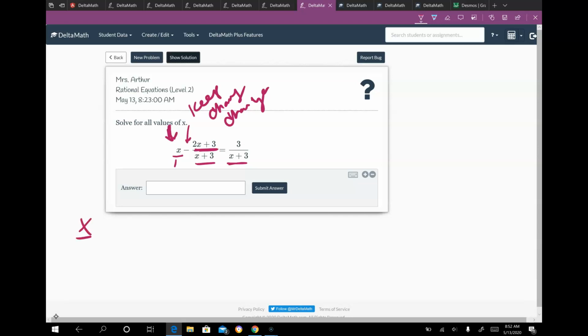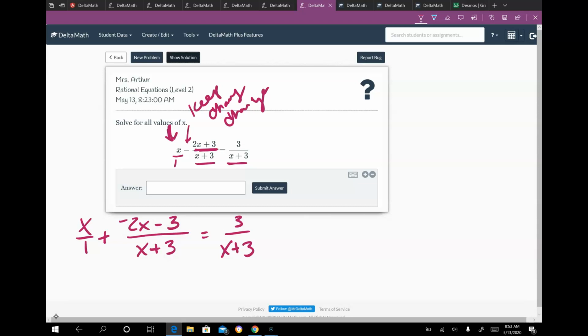So I've got x over 1, change subtraction to addition, and change everybody in the numerator. So it's going to be negative 2x minus 3 over x plus 3 equals 3 over x plus 3. Okay, you have to distribute that negative, or that 3 will be off.